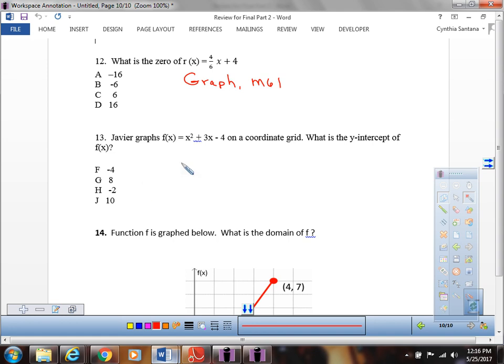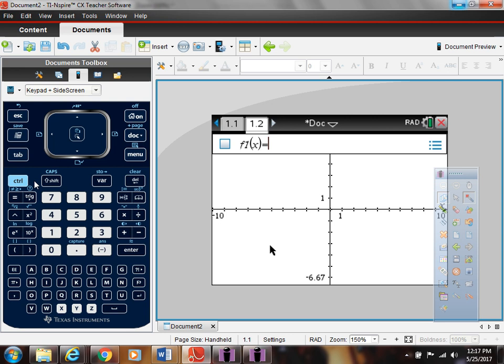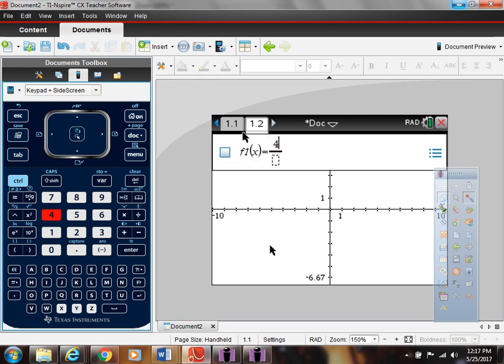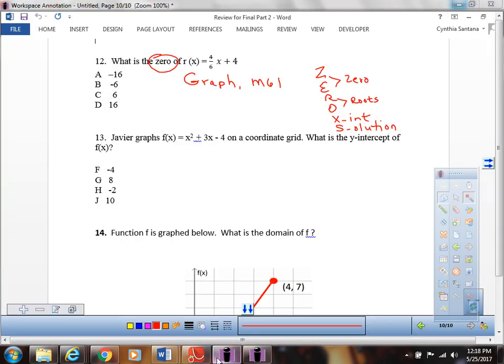Remember, zeros. Write them all down because you don't know which one they're going to use. On your review, they're using zero, but what if they use the word roots? It's the same thing. You need to understand they're asking the same thing. And if they say x-intercept, they're asking for the same thing, and then solution. So make sure you remember the different names. This is zero, though, on this question. So all you've got to do is graph it and then find the zero. Go to your graph app, type it in, and then do a menu 6, 1. What was that, plus 4?